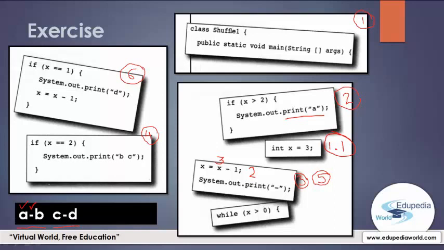Now let's go for the letter B. So now the letter B is in here. B and C are both in here. It has the condition x is equal to 2. So the new value of the x is 2. Therefore, this condition is true. So we can have this letter B and C.